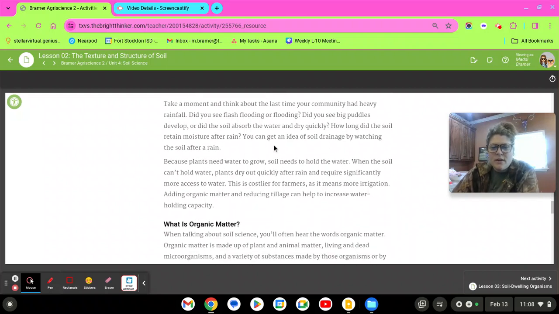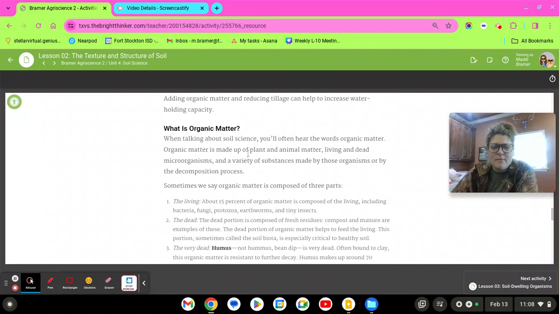So think about whenever you had heavy rainfall, what happened? Did you see flash flooding? Did you see big puddles? How long did the soil retain moisture? So how long was it wet? Did it soak it up? You get an idea of soil drainage by watching the soil after a rain.